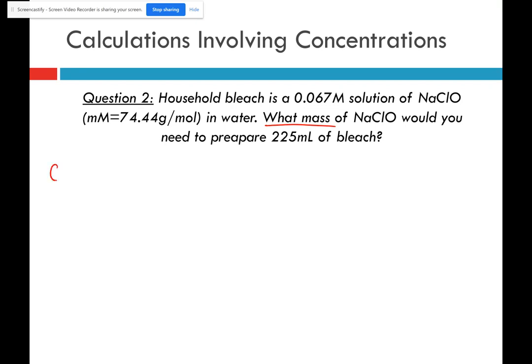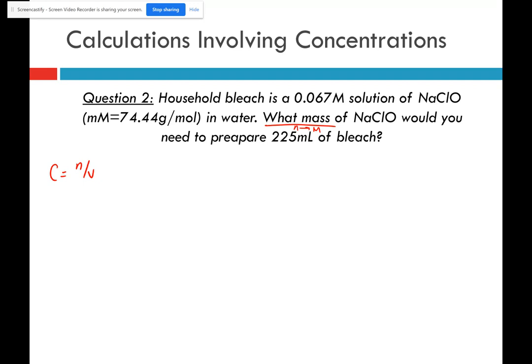I do know the formula, concentration is moles over volume. Now mass isn't in that, but I do know if I figure out moles, I can convert moles to mass very easily. We learned how to do that in Unit 3. So I'm going to first solve for moles, and then I'll convert moles into mass.